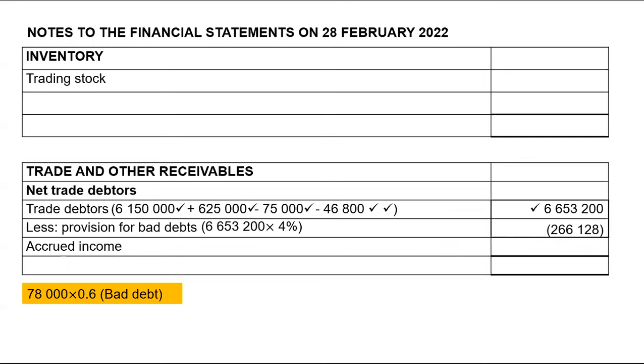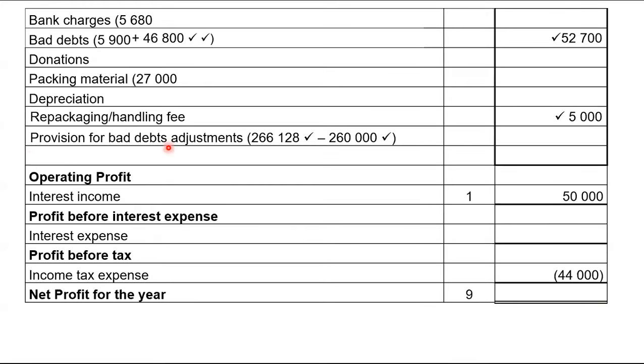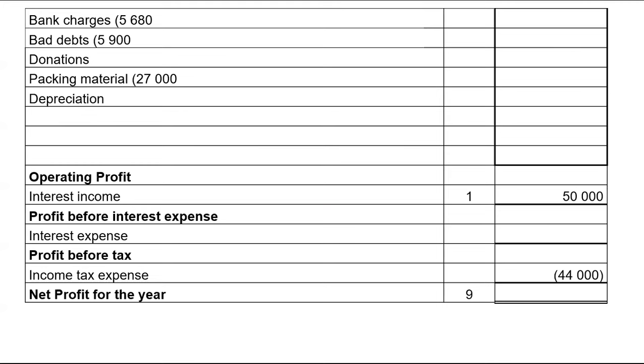Now, if you go to expenses and just write provision for bad debts, you will get -1 because that's a foreign item. Provision for bad debts is not recorded in the statement of profit or loss. It's recorded in trade and other receivables. The one recorded in the statement of profit or loss is provision for bad debts adjustments. Okay, and then you show the workings in brackets. So it'll be 266,128 minus 260,000. It'll give me 5,000. No, actually, that is incorrect. It's supposed to be 6,128. Am I right? Of course I'm right. It is 6,128.